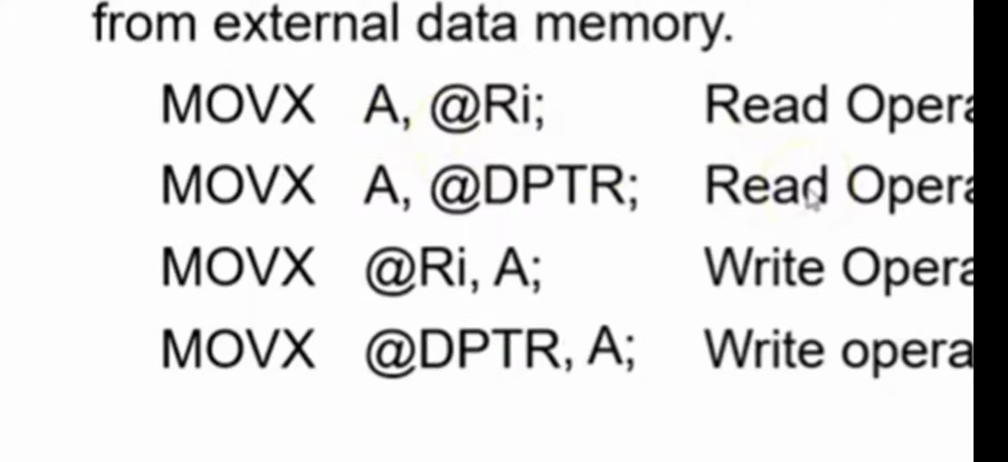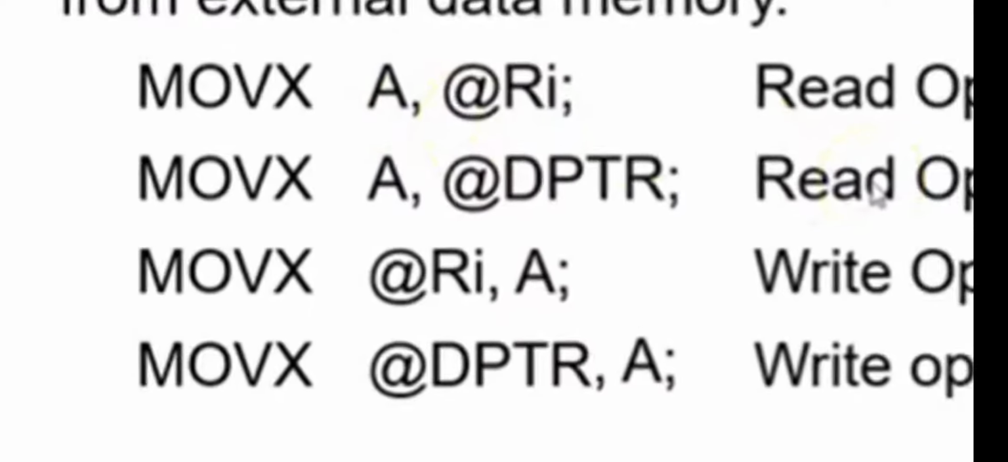If the address is 10-bit, 12-bit or 14-bit, then also we have to use DPTR, because we have 2 options. Either we use an 8-bit register or a 16-bit register. So if the address size is more than 8-bit, we have to use DPTR. If the address size is 8-bit or less, we can use R0, R1 or DPTR. DPTR can be used in both cases, but R0 or R1 can be used only when the address is 8-bit.